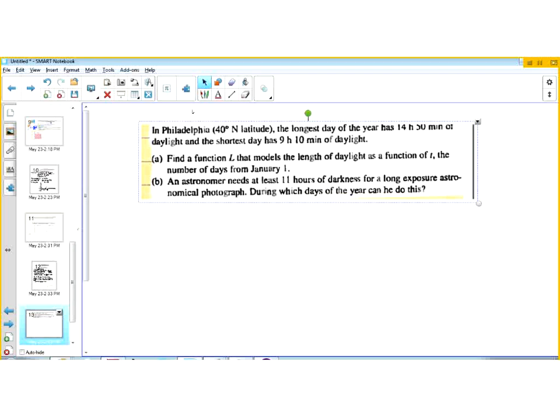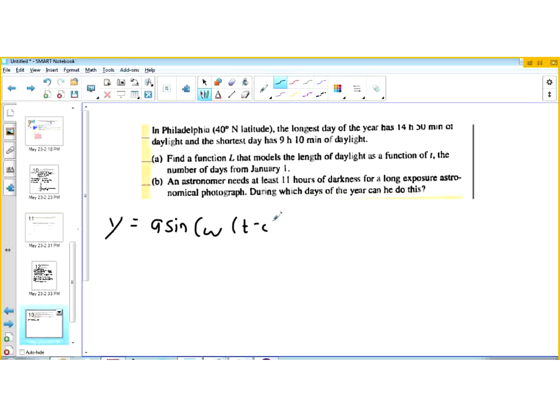So for part A, we're going to use a function that looks something like this, the generalized harmonic function for a sine wave. So this would be y is equal to A times the sine of omega of t minus c plus b. We're going to use this equation because we're going to start off with hopefully the minimal value of the output.